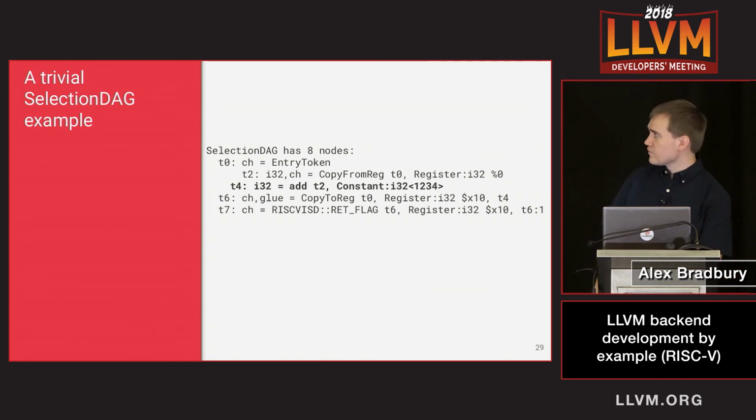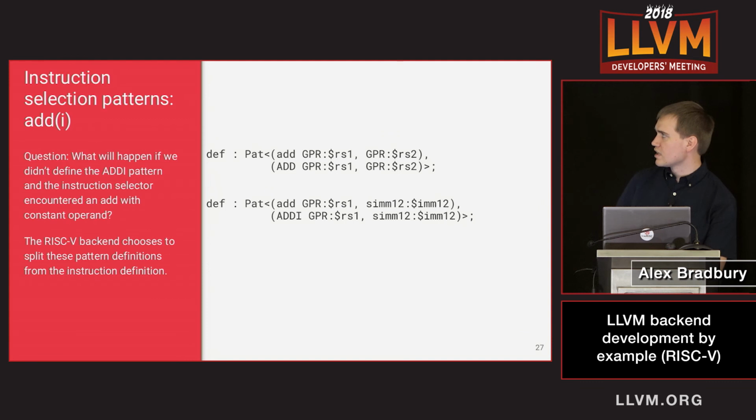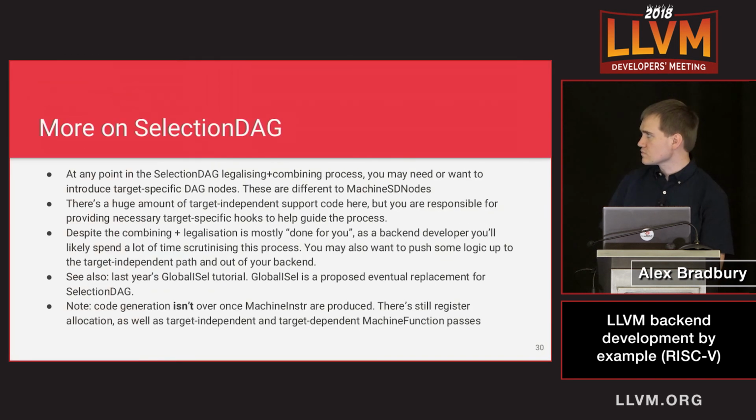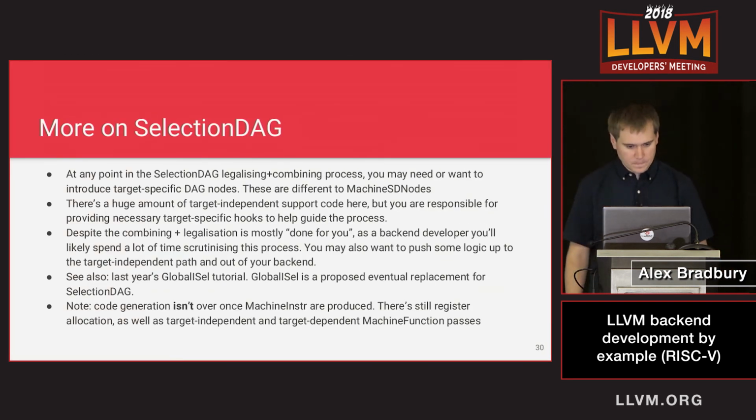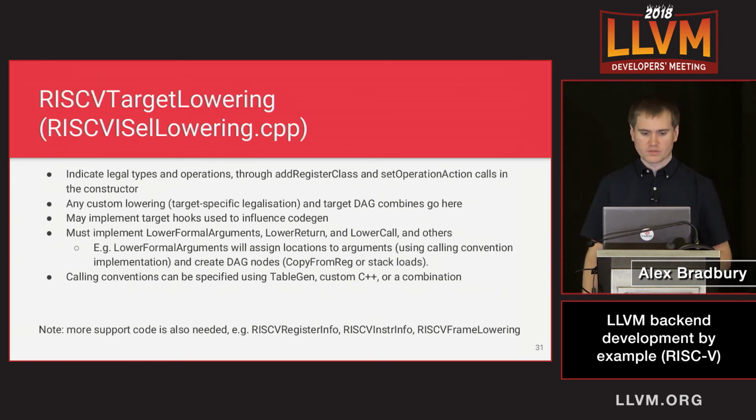So this is an example from debug output, which is indicating what's being matched in the selection. This is a textual description of a SelectionDAG, and ultimately this is what we're trying to match. We have an add. It adds this to this constant, and we've written a pattern just here which will match against that. Yeah, so I think I've covered most of that.